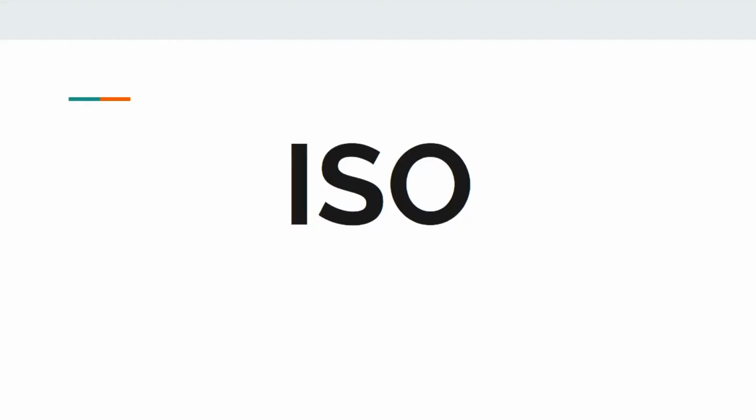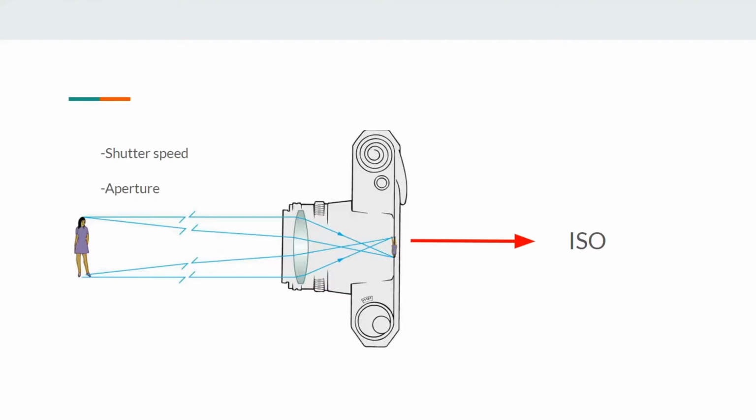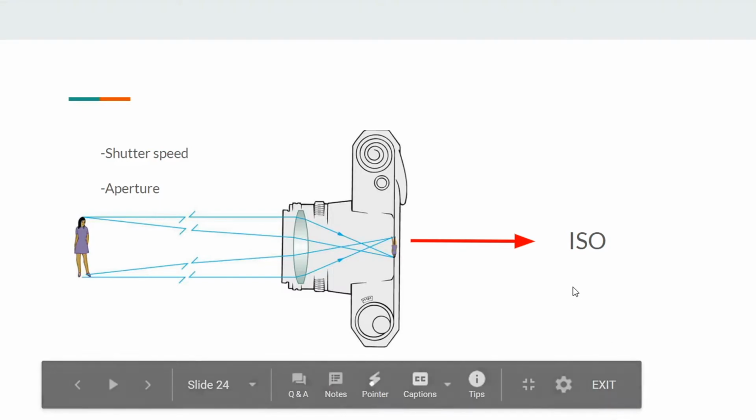The last value is ISO. I mentioned this last because it is debatably the easiest and last setting you choose. The ISO is a post-processing change. This is a fancy way of saying it's applied after the photo is taken. Shutter speed and aperture determine the amount of light before and during the photo taking process, while ISO is applied after the photo is already taken.